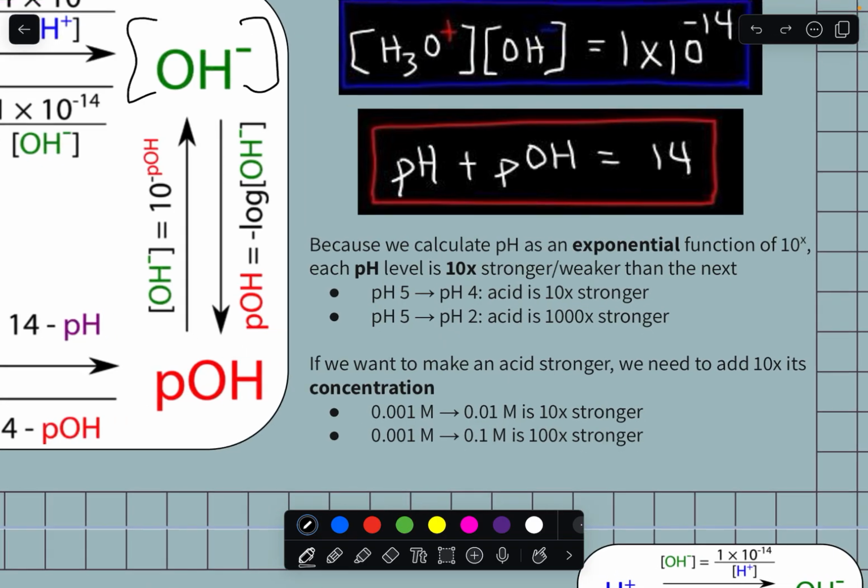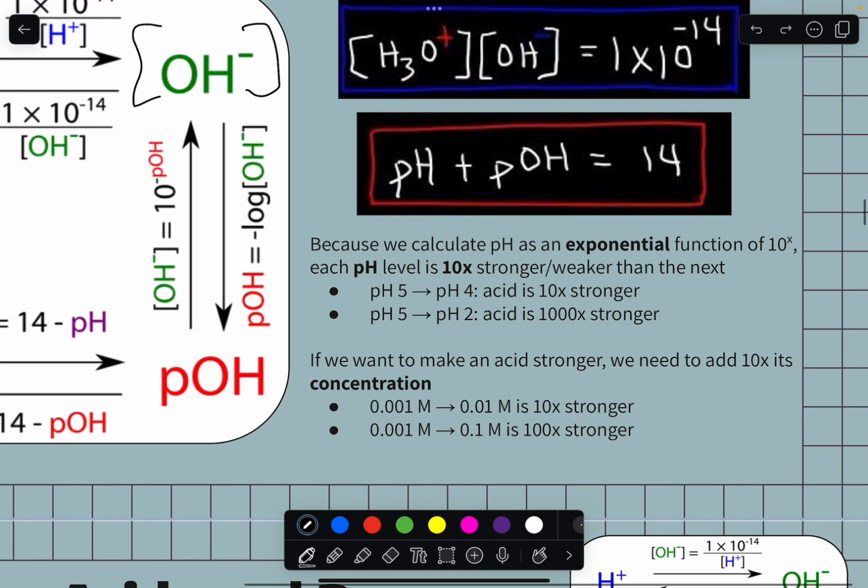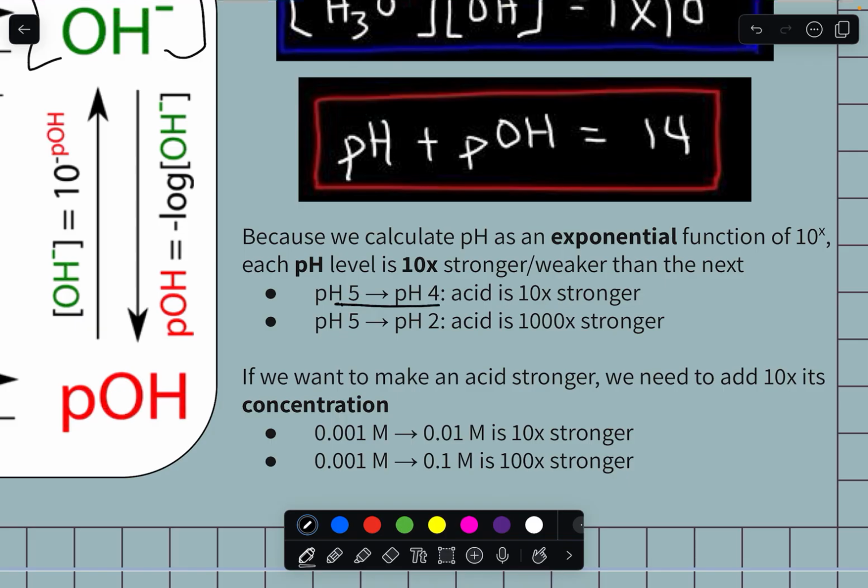But to help you understand these a little bit, for pH and pOH, so on the bottom of the box of our square, it's an exponential function. So for each pH level we change, the acid is going to be 10 times stronger or weaker. So if we go from a pH 5 to pH 4, we're changing by 1, so it's 10 times stronger. pH 5 to pH 2, we're changing by 3 there. So 10 to the 3 is 1,000 times stronger. If you go the opposite direction, from 2 to 5, it's becoming more basic, so it's 1,000 times weaker.